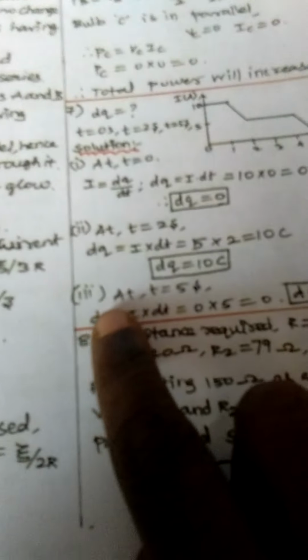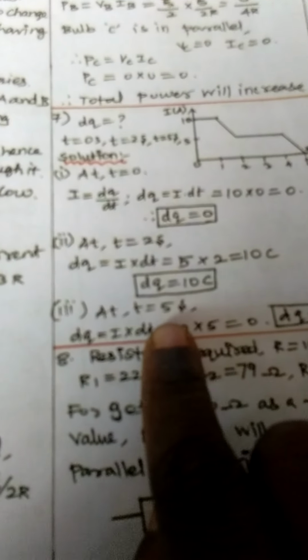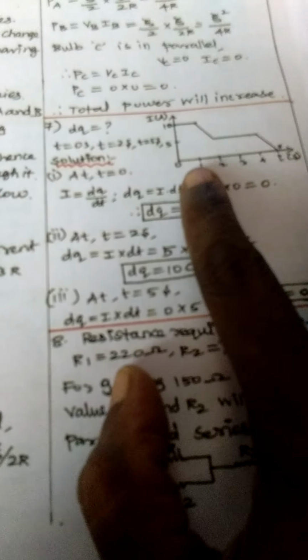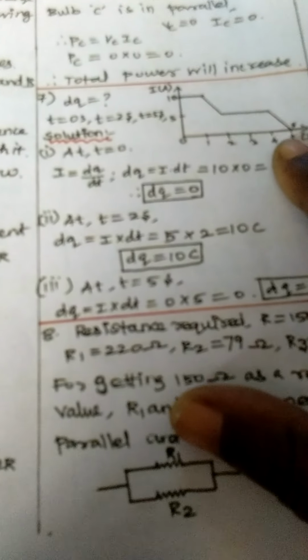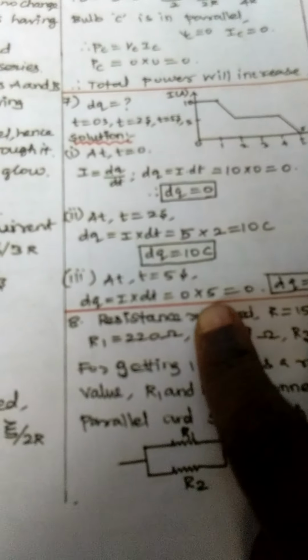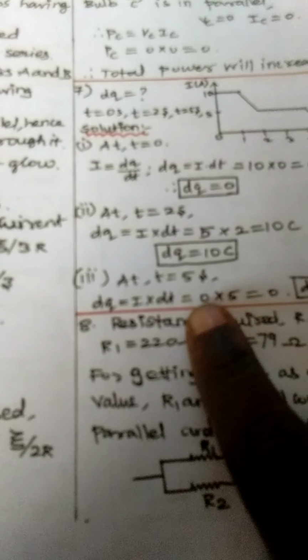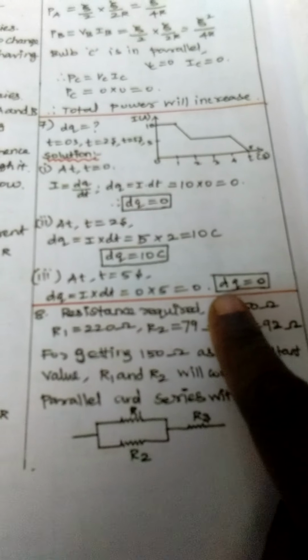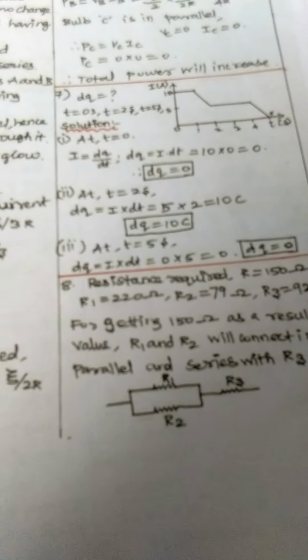Next sum, you see at t equal to 5 seconds. How much current is passing? You see it's coming to that point, so at 5 seconds the current is 0. So the current value is 0, and the time is 5. Totally you multiply, and anything multiplied by 0 is 0. So the charge is dq equal to 0. Okay, understood. Now we are going to the 8th sum.